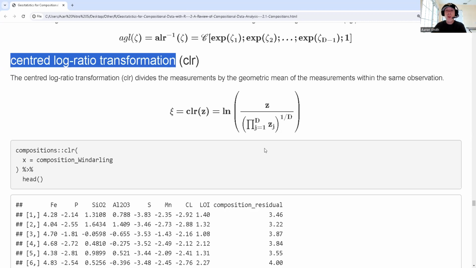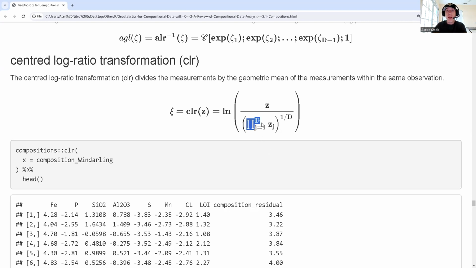All right, and so here I'm taking the product of the entire composition. I'm taking the dth root. So this is the geometric mean of my composition. Then I divide each entry by the geometric mean, and then take the logarithm. And that is our centered log ratio transformation.